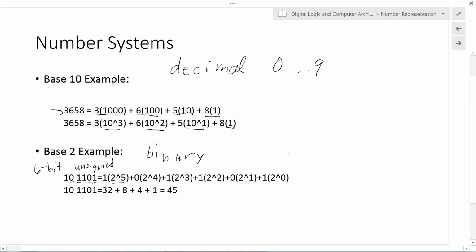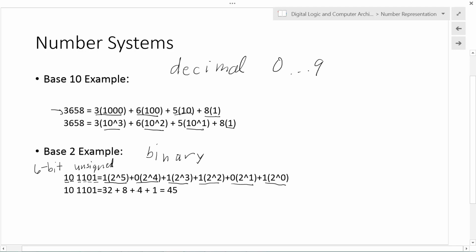So let's break this down a bit. Let's go through it step by step. 1 times 2 to the 5 for the first digit. 0 times 2 to the 4. Then we have 1 times 2 to the 3. Then we have 1 times 2 squared. Then we have 0 times 2 to the first power. And then we have 1 times 2 to the power of 0.